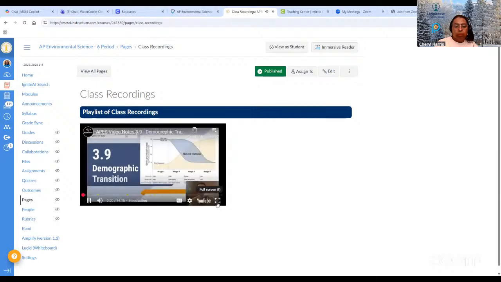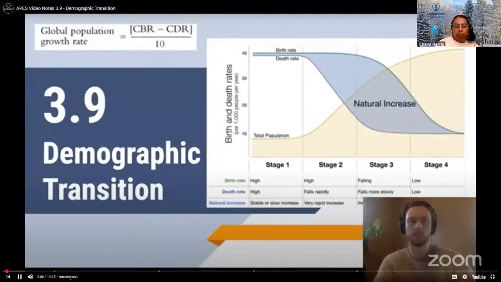Hey everybody, it's Mr. Smeeds, and today we'll be talking about topic 3.9, which is demographic transition. So today we'll be wrapping up our population unit by talking about demographic transition, which is a model of how the population of a country changes as it becomes more developed. So if we take a look at the graph, we'll see there's 4 basic stages in this model.